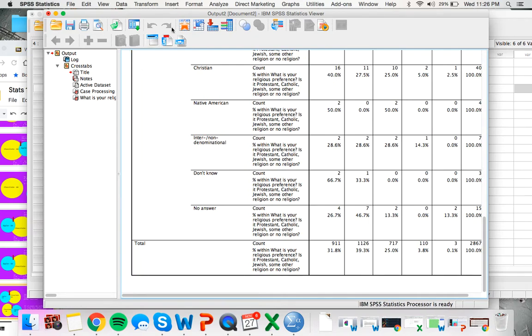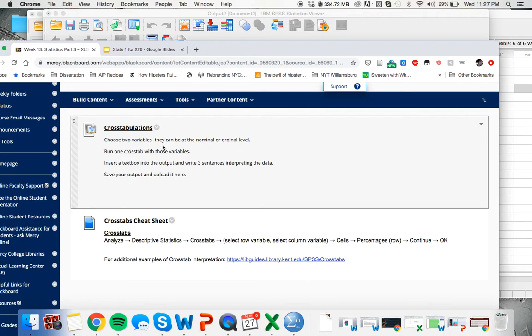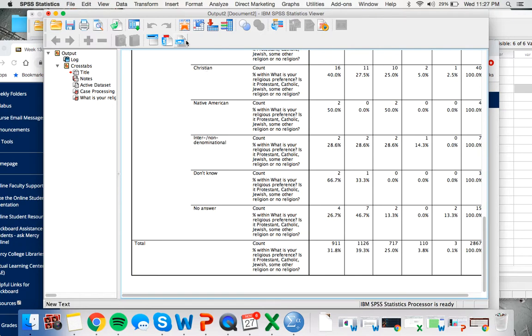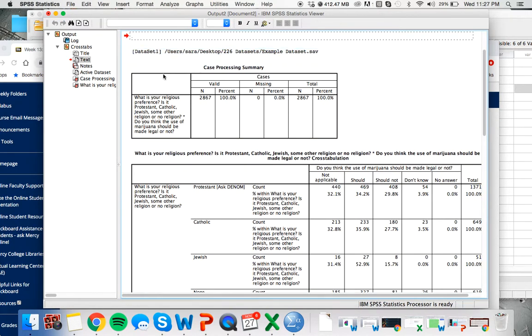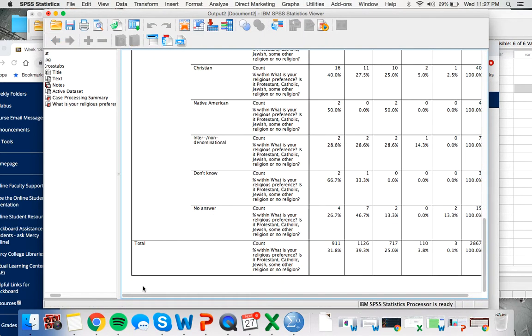So now, in order to finish up the assignment for this week, which is choose two variables, right? Did that already. Run one crosstab with those variables. That's what you've got. Now you need to insert a text box into the output and write 3 sentences interpreting the data. So to insert a text box, you click this little button here. It looks like a sort of Word document with an arrow in it. I want to insert it in the bottom, so you can click down here.